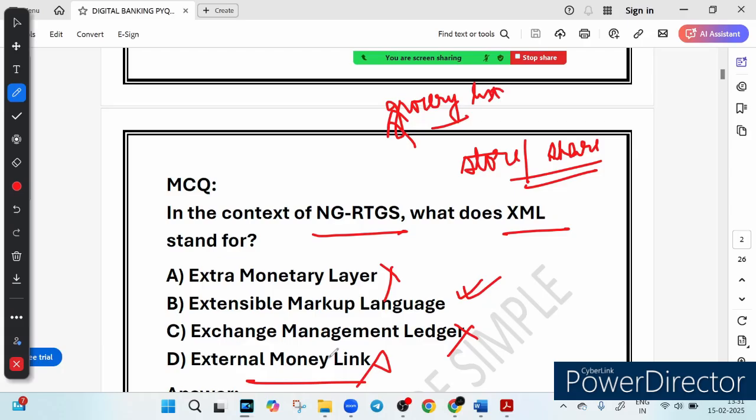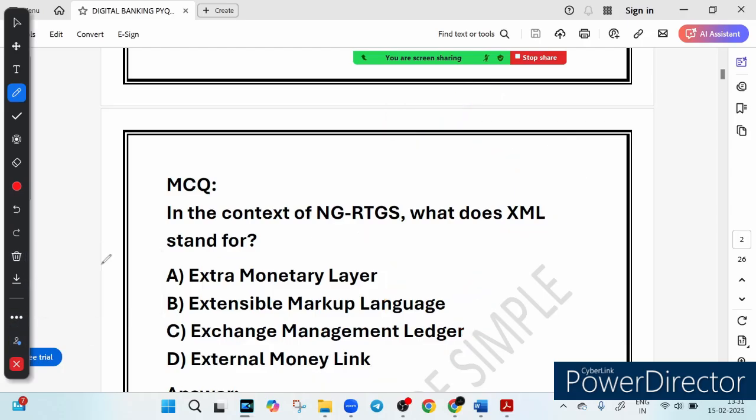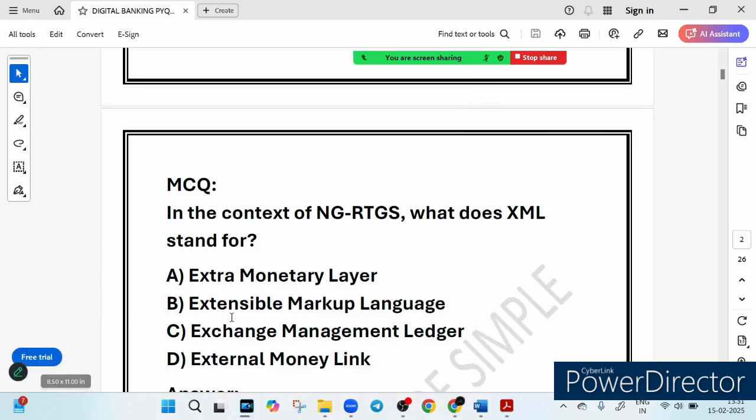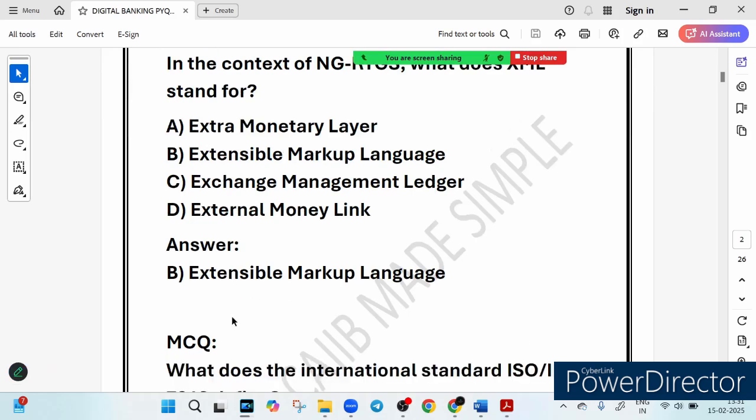That XML stands for Extensible Markup Language and is used for structuring and formatting data. So option B is correct. XML helps in data exchange and is widely used in NG-RTGS for financial messages. Now you know what XML stands for in NG-RTGS.